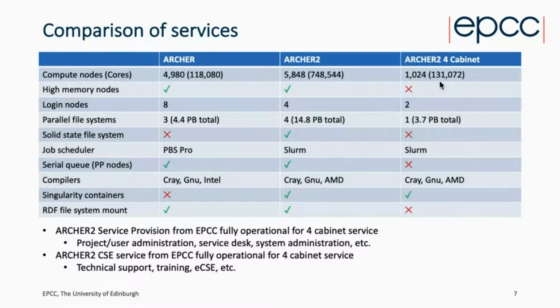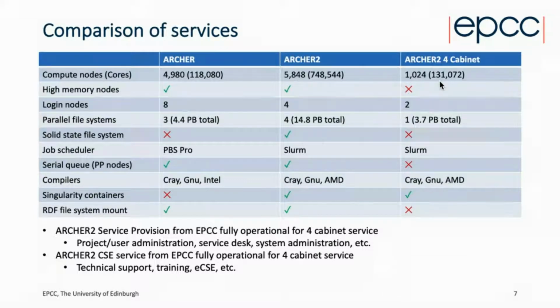I'll give some example job submission scripts later to give you an idea of what that looks like compared to Archer, which was PBS, which was different, and other Slurm systems which you may have used elsewhere. Also on the 4 cabinet, we won't have the serial queue, the PP nodes, as they're known on Archer. They're coming with the full system. They're not available on the 4 cabinet system.